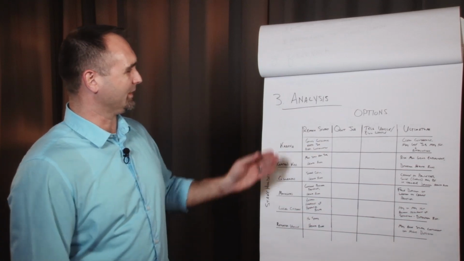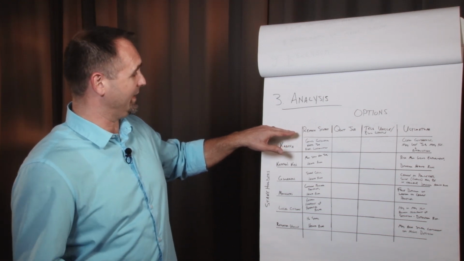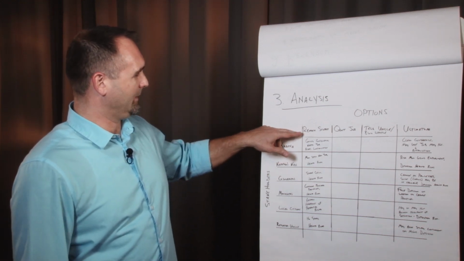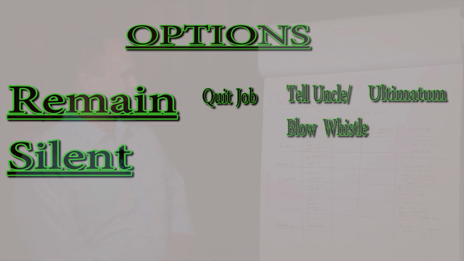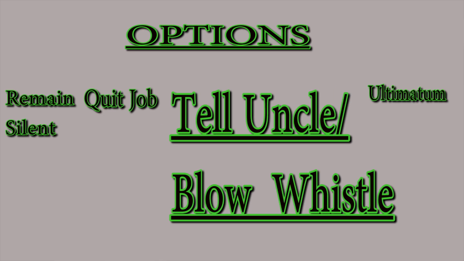So along the top, I've got 4 options here. Your instructor may want more than that, but we'll get started with 4. The first option for Karina is to remain silent and not say anything. Just keep doing her job and ignore that anything's happened. The second option that she has is to quit her job and find a new place of employment. It's sort of avoiding the problem, but it is an option for her. The third option, Karina could tell her uncle, the reporter, and anonymously blow the whistle.